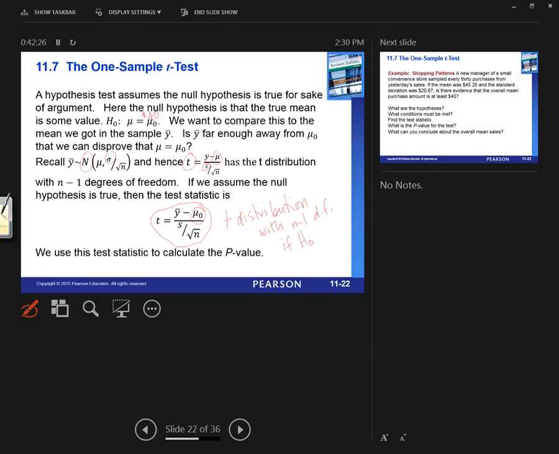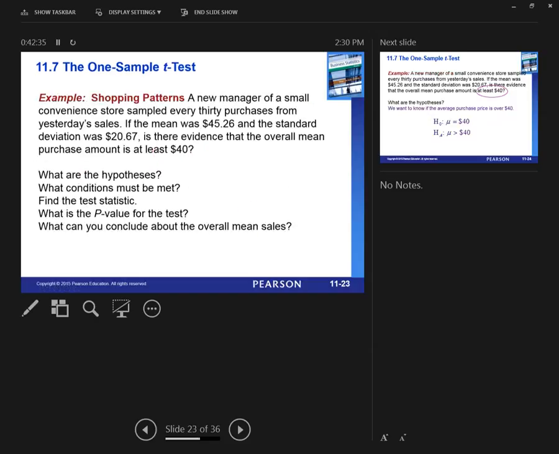H0 is the null hypothesis. So if mu really does equal mu 0, then that thing has a T distribution with n minus 1 degrees of freedom. So we're going to use that to get our p-value.